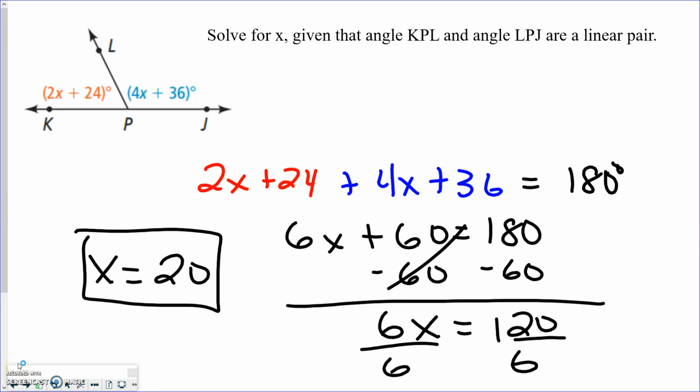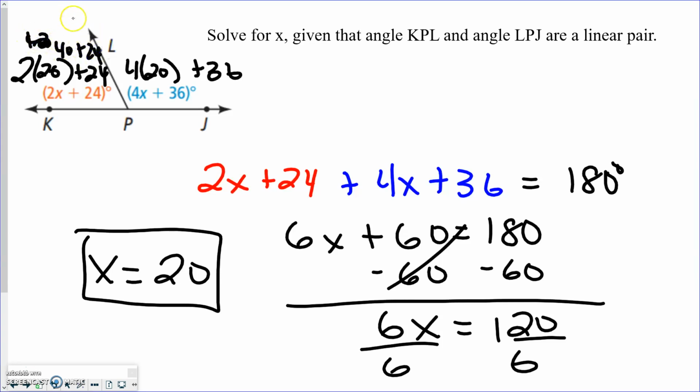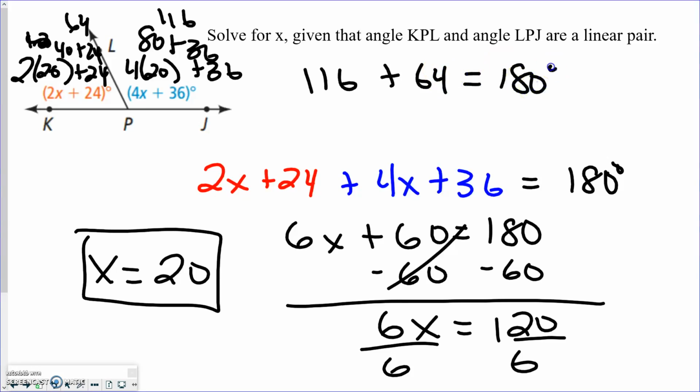Okay, I solved it out and I got x to be 20. I hope you did as well. So to double check ourselves, I'm going to plug in 20 for x. Okay, over here I get 40 plus 24, which is 64. Over here I get 80 plus 36, which is 116. 116 plus 64 equals 180 degrees. Therefore, I know my answer is correct.